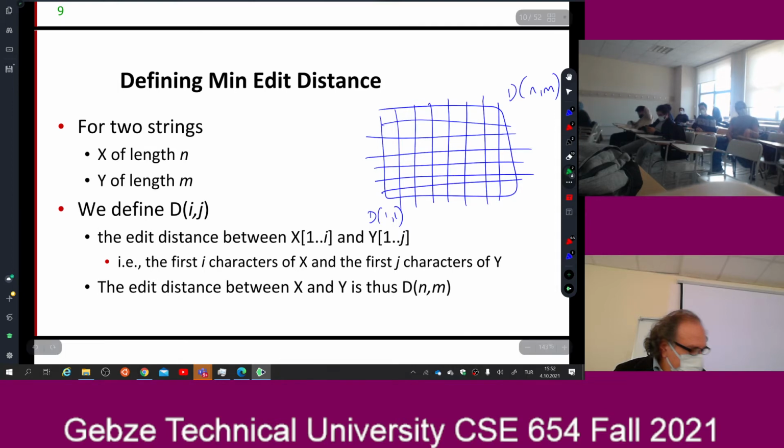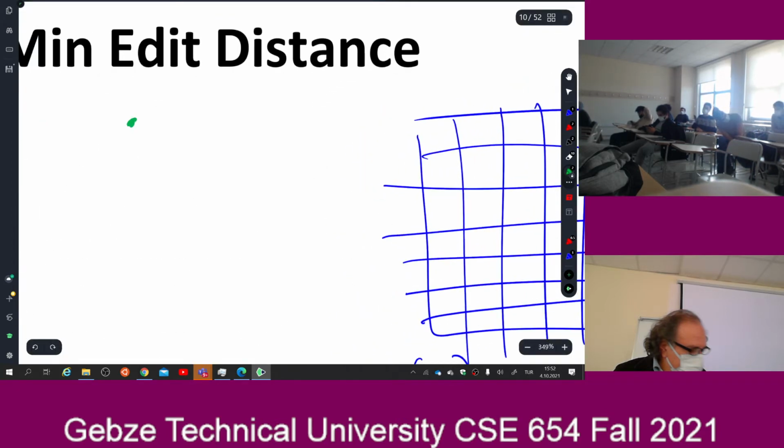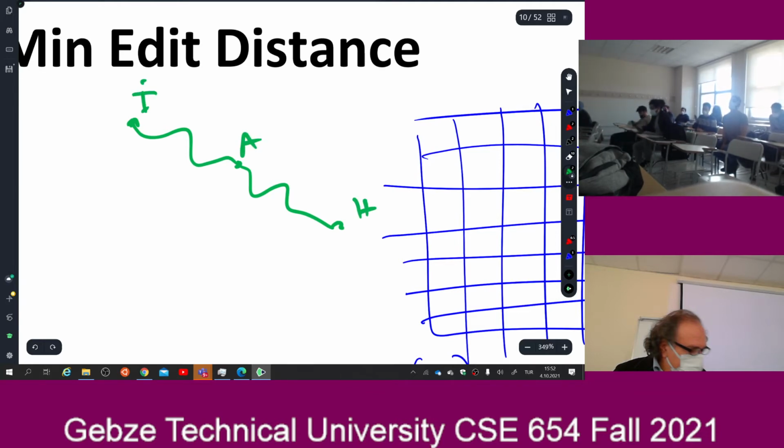So if this is Istanbul, if this is Hakkari, if this is a path to Hakkari and it goes through Ankara, Istanbul, Ankara, and Hakkari, okay? If this is the optimal path between Istanbul and Hakkari, the optimal path goes through Ankara, then the optimal path between Istanbul and Ankara is this. You cannot have a better alternative than that. And the optimal path between Ankara and Hakkari has to be this one too.